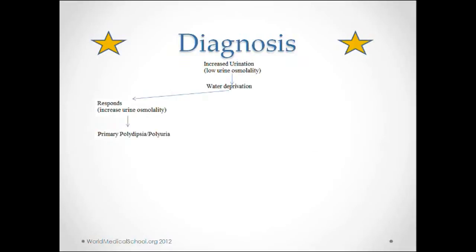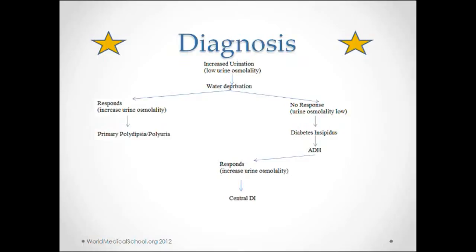If after water deprivation the kidney does not respond and the urine osmolarity is unchanged, then the diagnosis is diabetes insipidus. Now, in order to differentiate between central versus nephrogenic, you would give them antidiuretic hormone. If the kidney responds by increasing urine osmolarity, it means there was a deficiency of ADH. So the diagnosis is central diabetes insipidus. And if the kidney does not respond and the urine osmolarity is low, the diagnosis is nephrogenic diabetes insipidus.